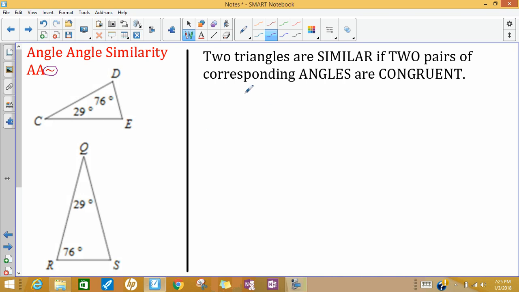And all it's saying is that if we have two triangles and we know that they have two pairs of corresponding angles congruent, then we know that those two triangles are similar. It's very easy to mix up the words similar and congruent. So these two triangles are similar because I have two pairs, 29 and 29 degrees, 76 and 76 degrees. I have two pairs of angles that correspond in the two triangles that are congruent to each other.